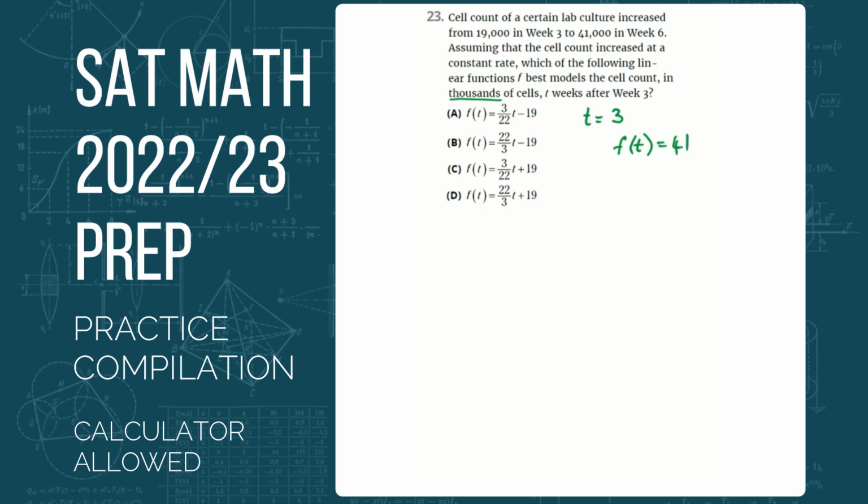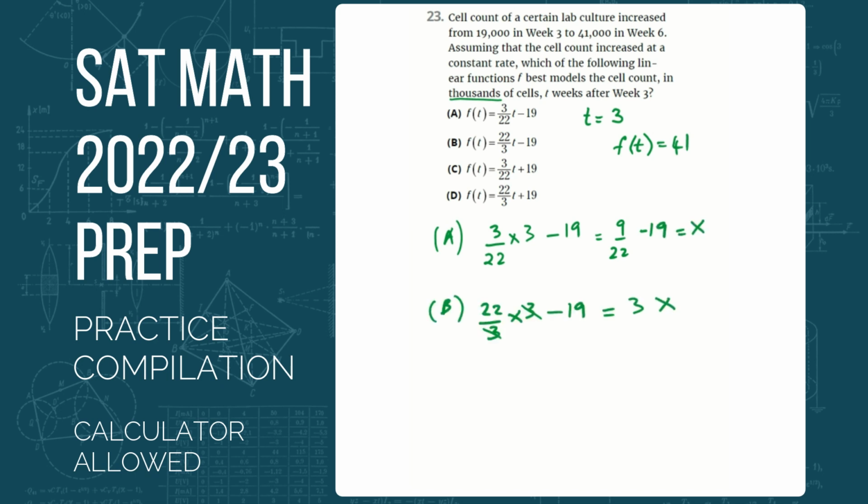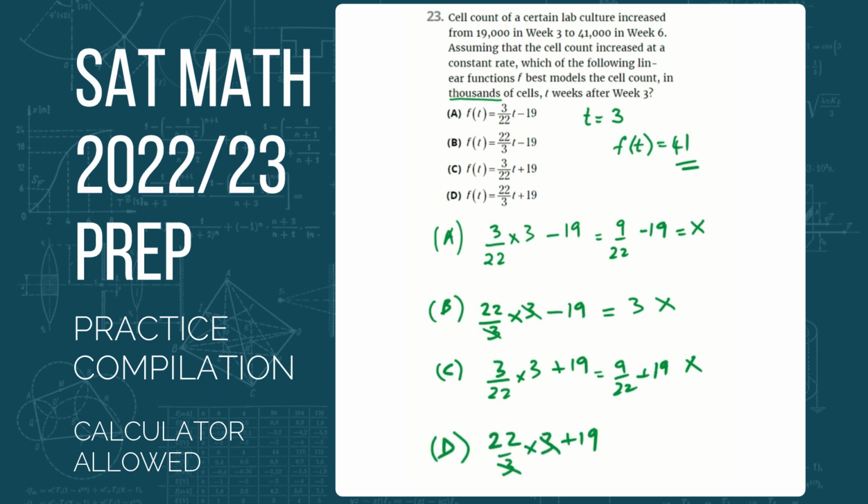So let's plug in the value of 3 into A, B, C, and D and see if we get an answer close to 41. Let's do A first. 9 over 22 minus 19. No, it's nowhere near 41. B. No, it's not near 41. C. Plus 19. No way it'll come to 41. And I think D is the answer, which cancels to 22 plus 19, which is 41. So D is your correct answer.